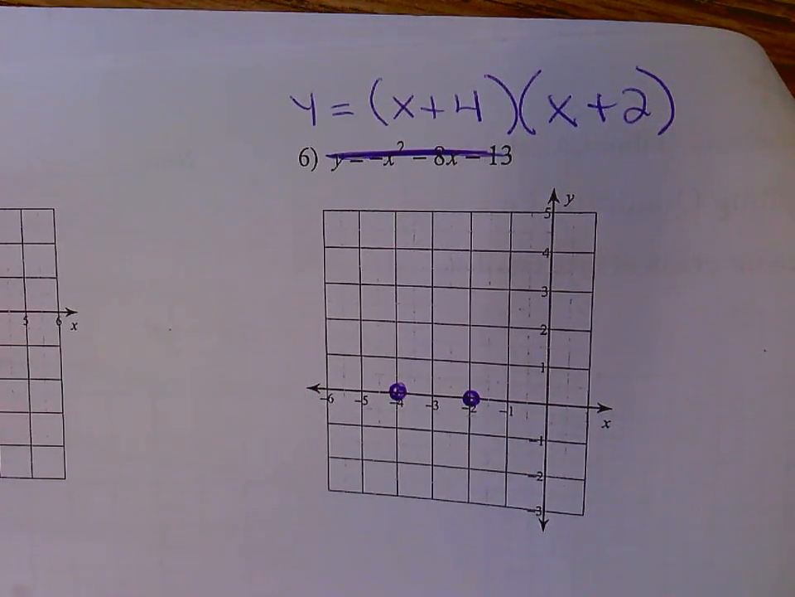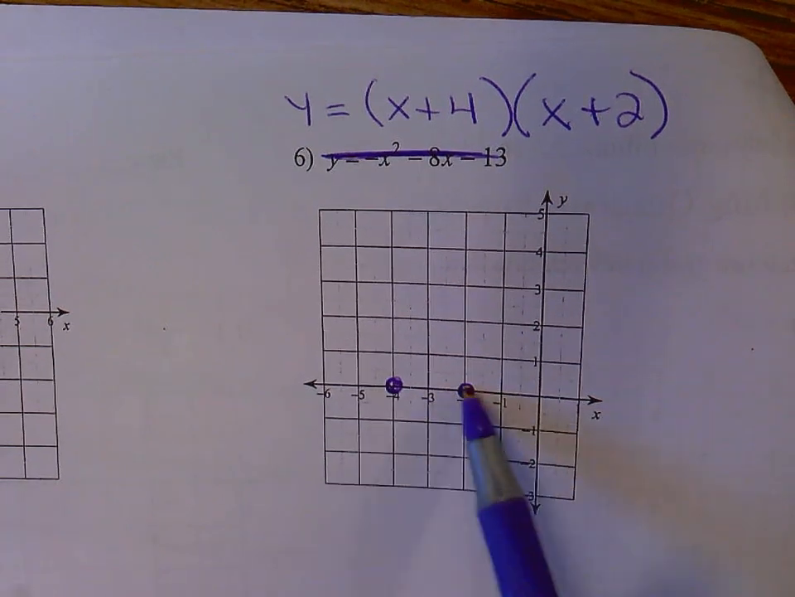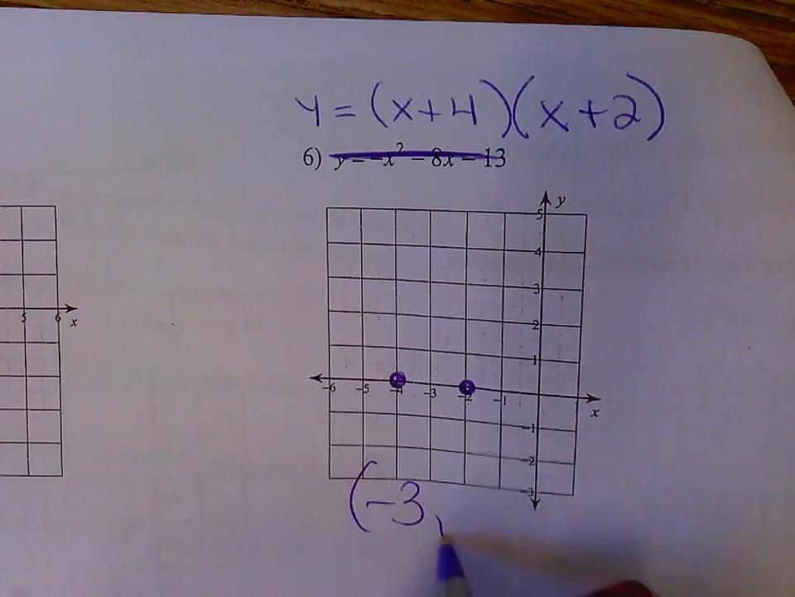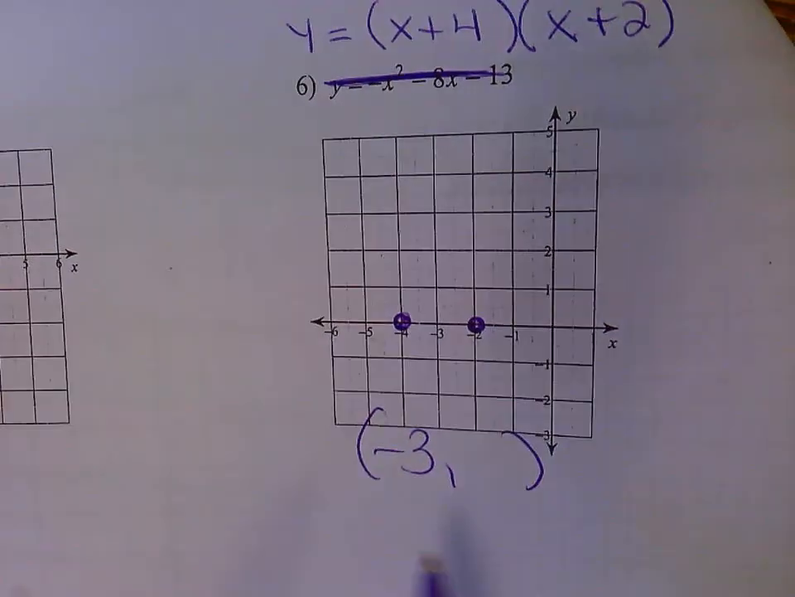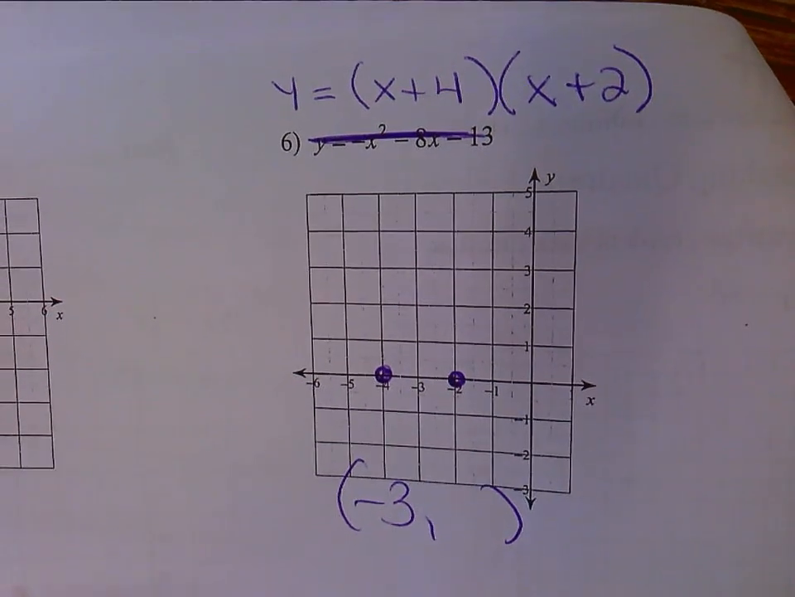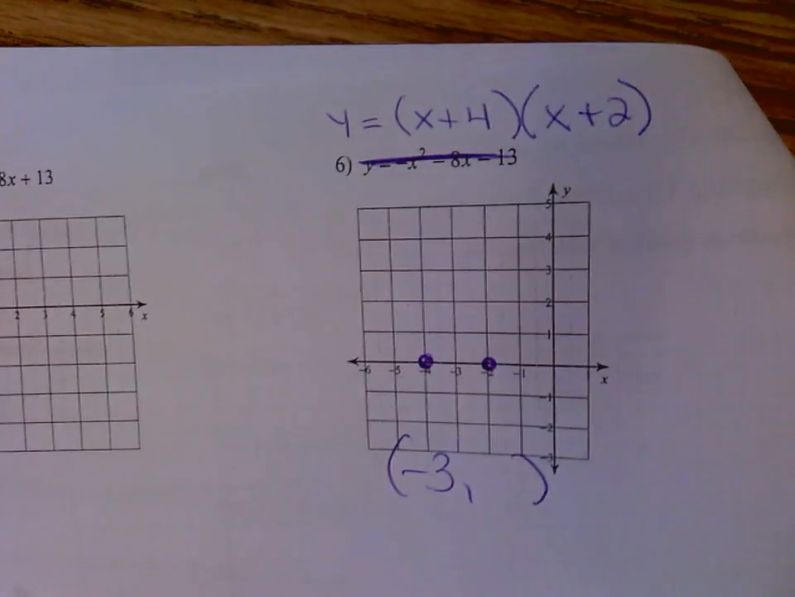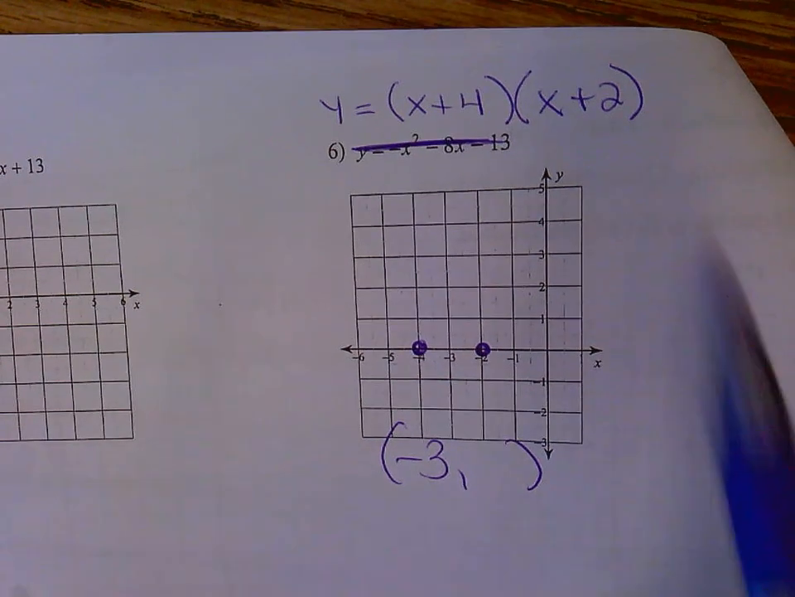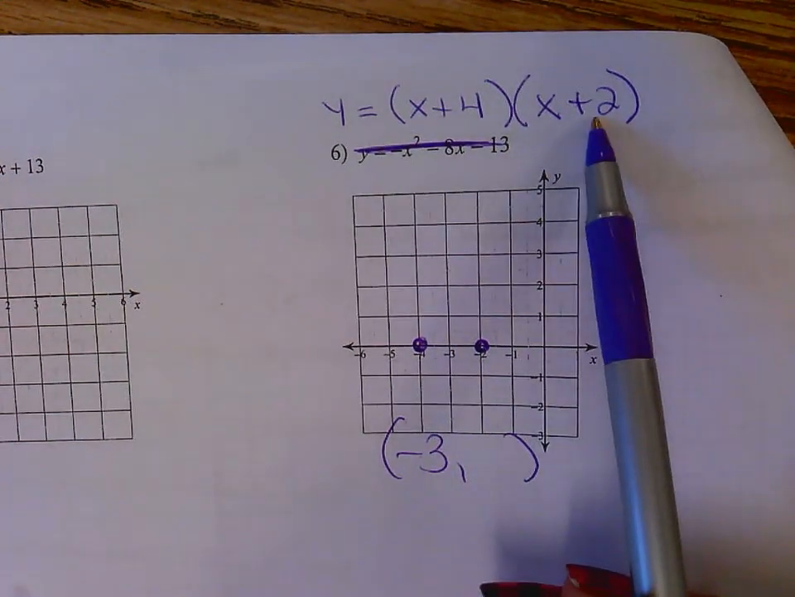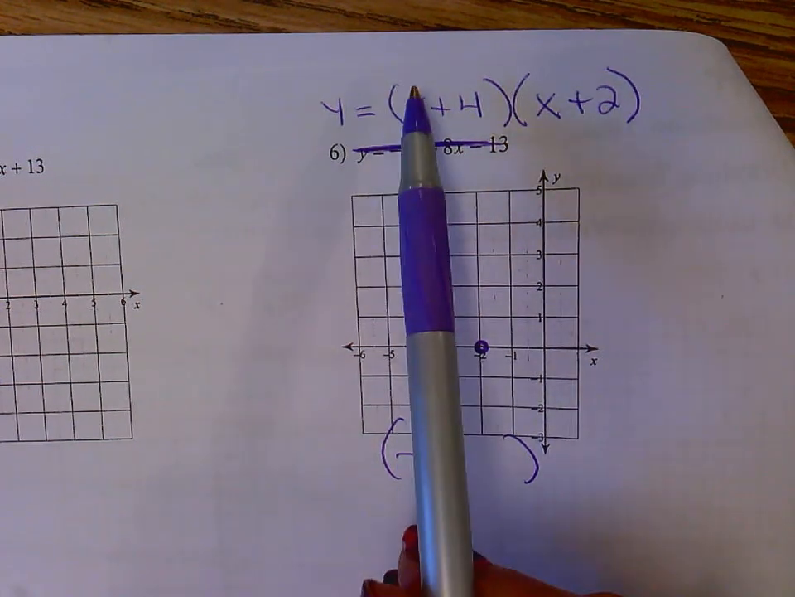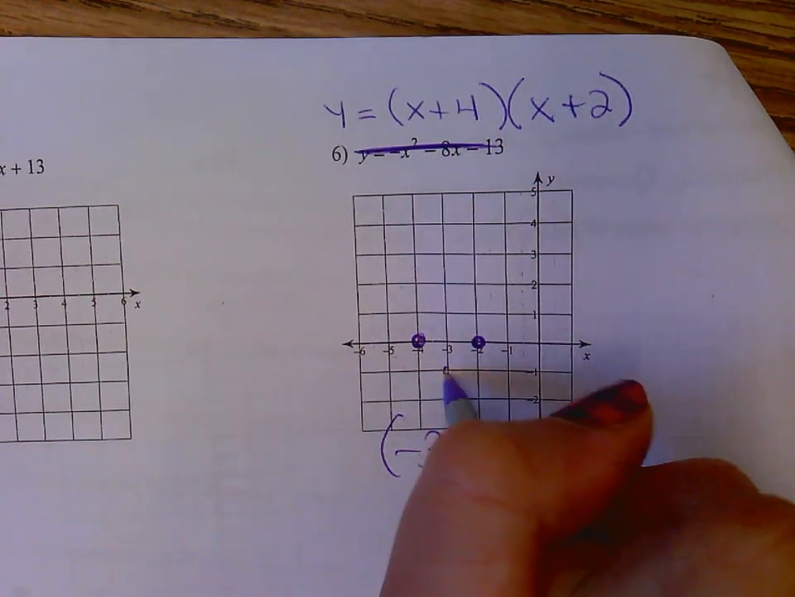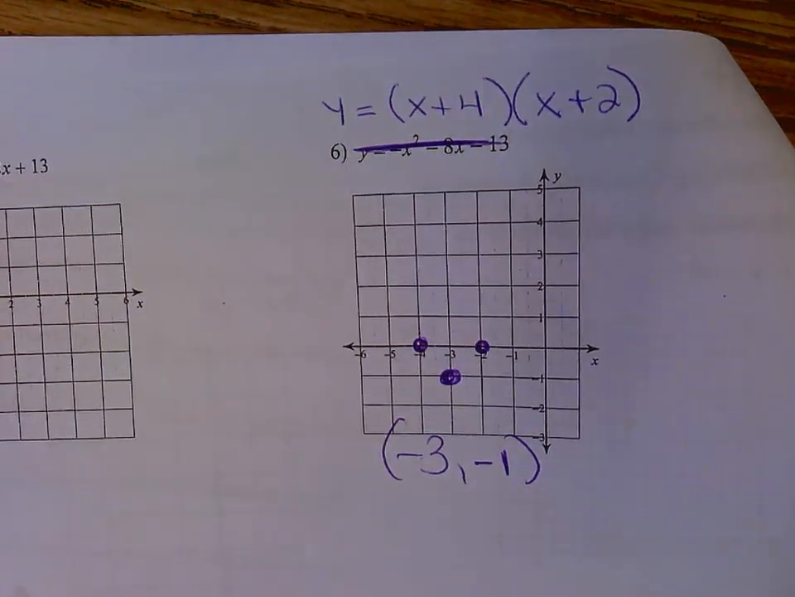And then I find where the halfway mark is. So -3 is halfway between, so -3 is the x value of my vertex. Plug that back in up top and see if you can figure out the y value of your vertex. If I plug in -3 here, I would get +1, and if I plug in -3 here, I would get -1. So +1 times -1 would be -1. So my vertex must be at (-3, -1).